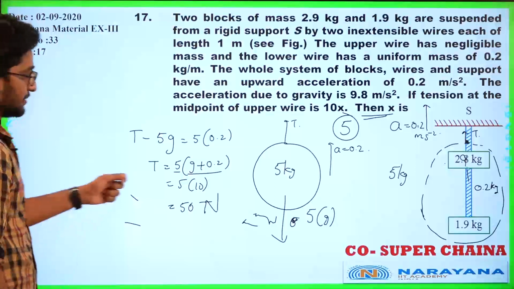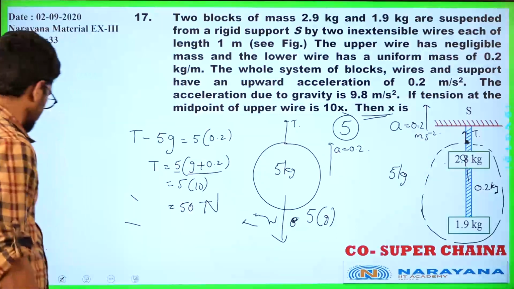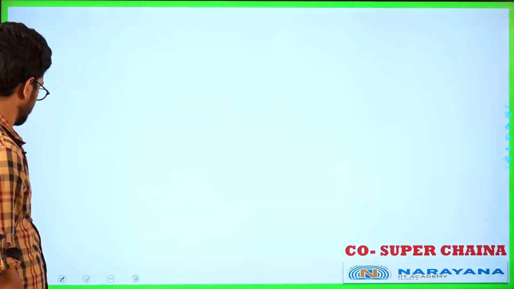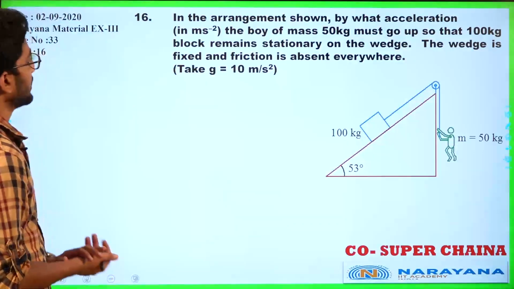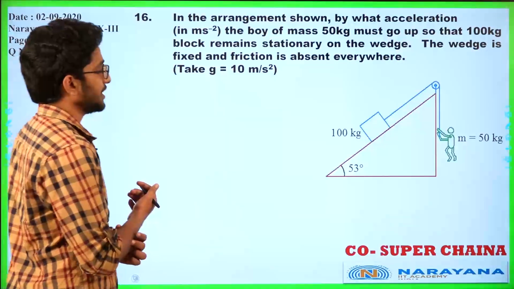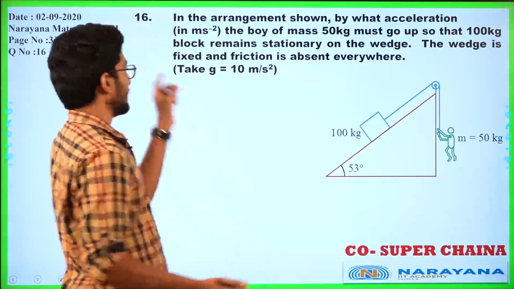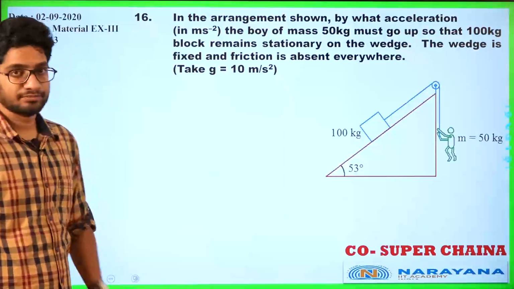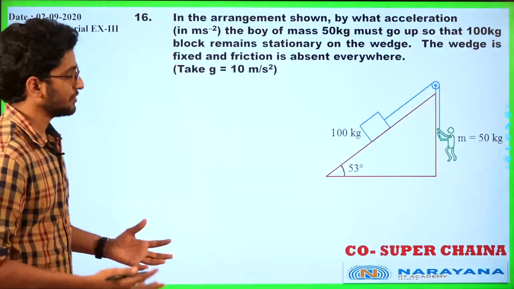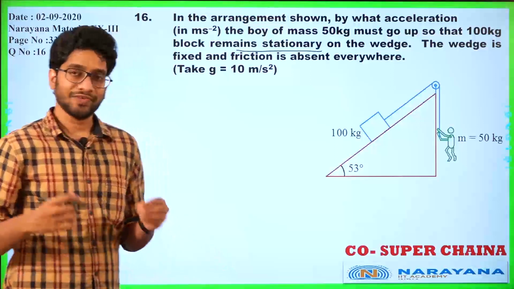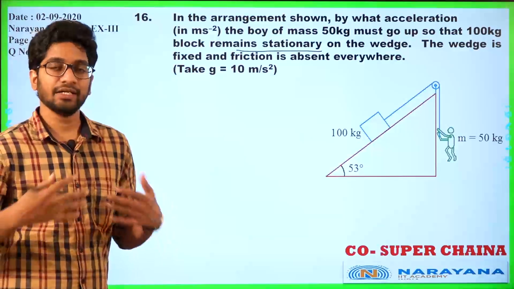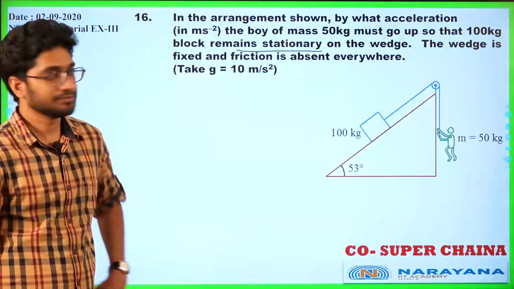So that's a simple question. So we'll move to the next question. In the arrangement shown, by what acceleration must the buoy of mass 50 kg go up so that the 100 kg block remains stationary? It's a simple question, because whenever you see stationary, that means everything is in equilibrium. So when there is equilibrium, you can directly equate the forces in every direction.